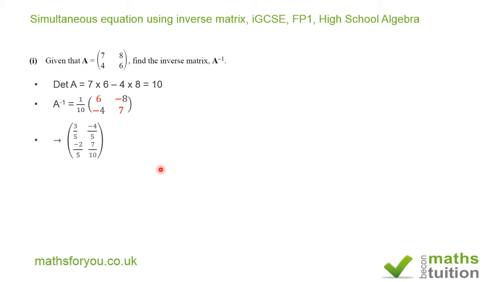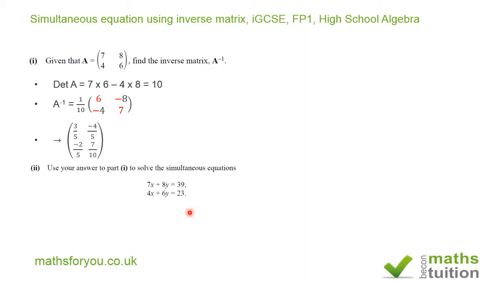So you can end up with 3 over 5, minus 4 over 5, minus 2 over 5 and 7 over 10. Either of these is correct, so you can use either for that one. So you can do some extra work, it doesn't really matter. I hope that makes some sense.